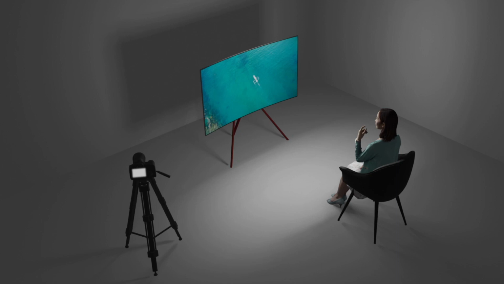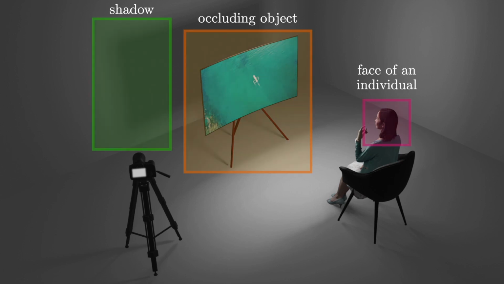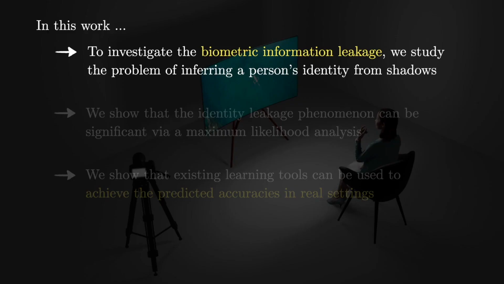Imagine a scenario where you sit across a TV in your living room and assume that the light reflected from your face creates a shadow of the TV screen on a blank wall. Do you think it's possible to extract the biometric information of you from the shadows of such occluding objects? In this work, to investigate the biometric information leakage, we study the problem of inferring a person's identity from shadows.